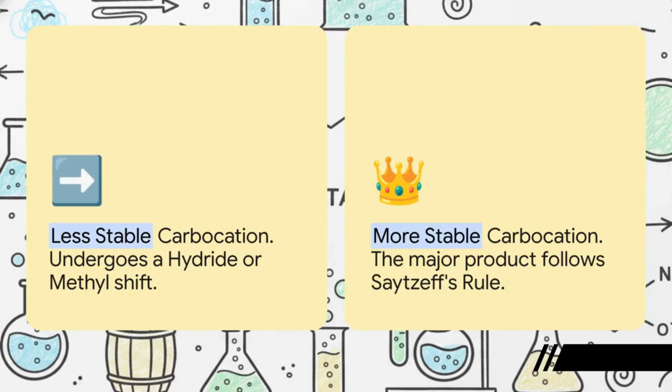Now let's talk about something that trips up so many students, rearrangement. Think of carbocations like ambitious mountain climbers. They're not happy just being on a small, less stable ledge, like a secondary position. If they see a bigger, more stable ledge nearby, like a tertiary position, they will do whatever it takes to jump over to it. That's rearrangement, and it's a super important idea that often separates the top scorers from everyone else.